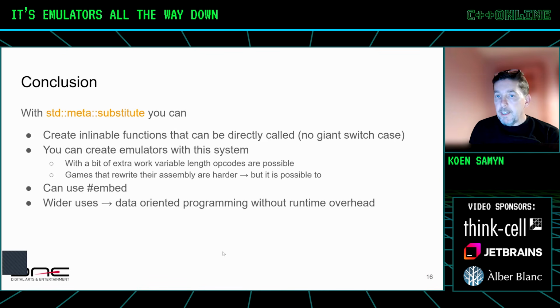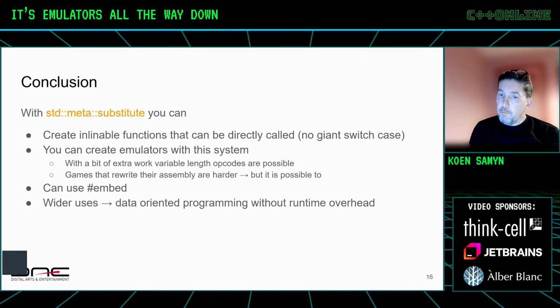You can create inlineable functions that can be directly called. So if you create an emulator, it's typical that you have a giant switch case or some other way to do this. So you can create emulators with the system with a bit of extra work. You can do variable length opcodes. And one problem that I still need to fix is there are lots of games, specifically retro games, that rewrite their assembly, but that's also possible. So you can use embed to embed a game ROM.